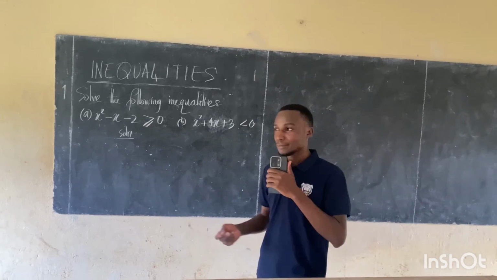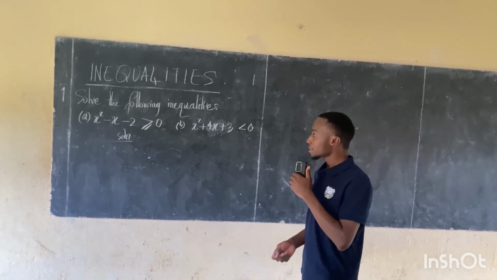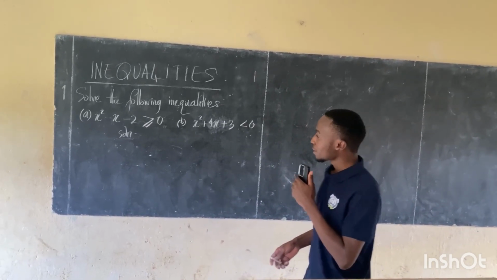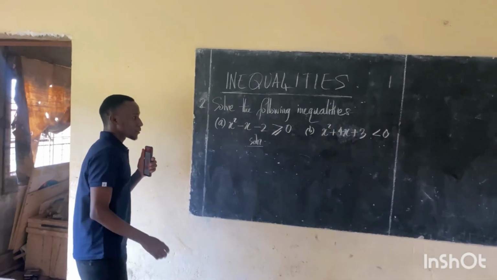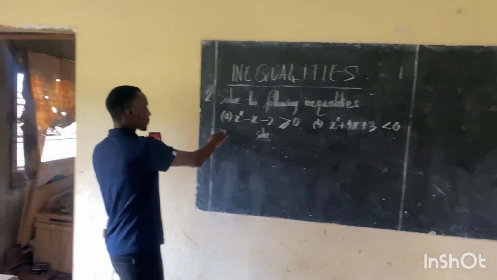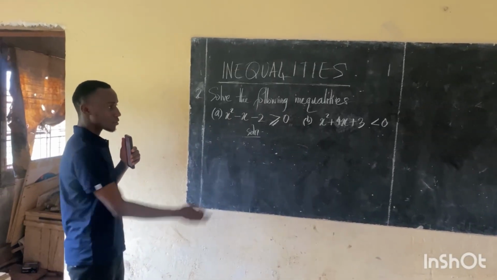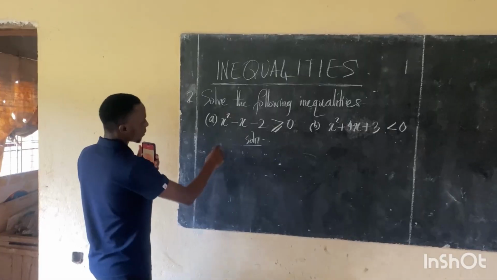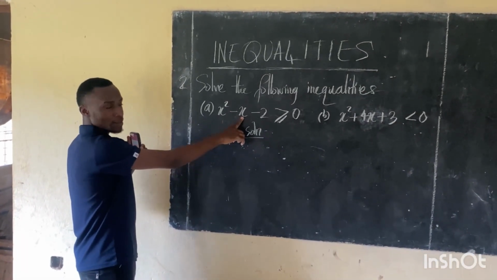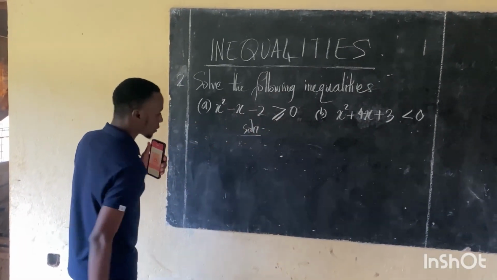Ladies and gentlemen, so this is our number 2, and we are told to solve the following inequalities. This is part A, and we are going to do part A together. You will try out part B yourselves. So part A, we are having x squared minus x minus 2 greater than or equal to 0.